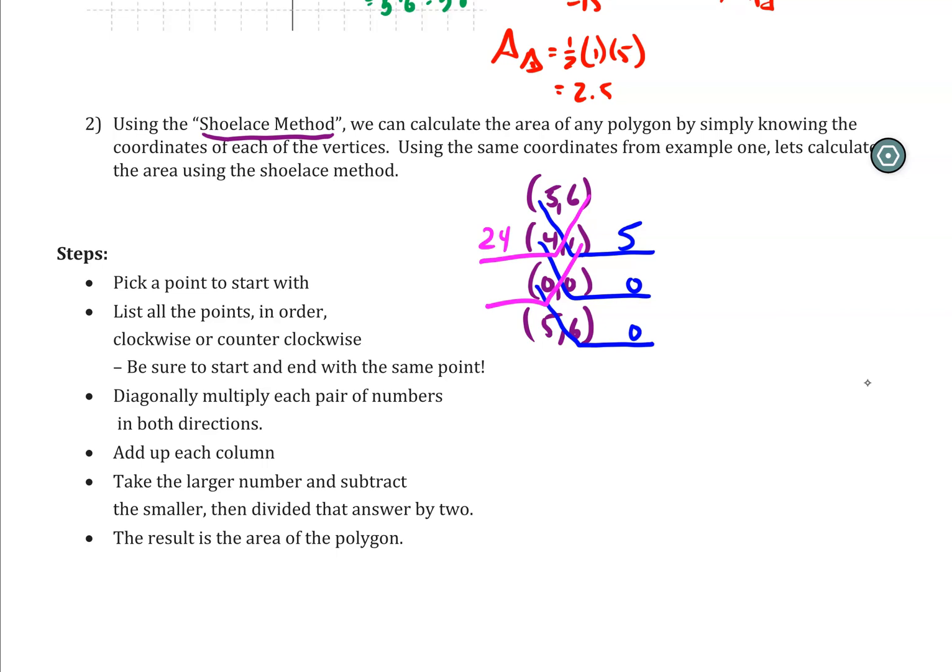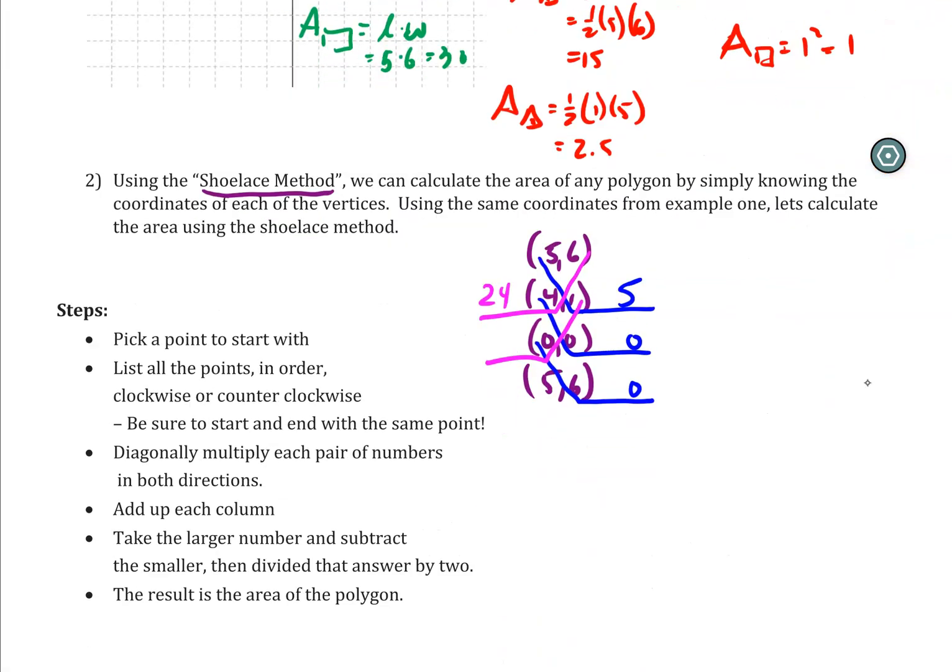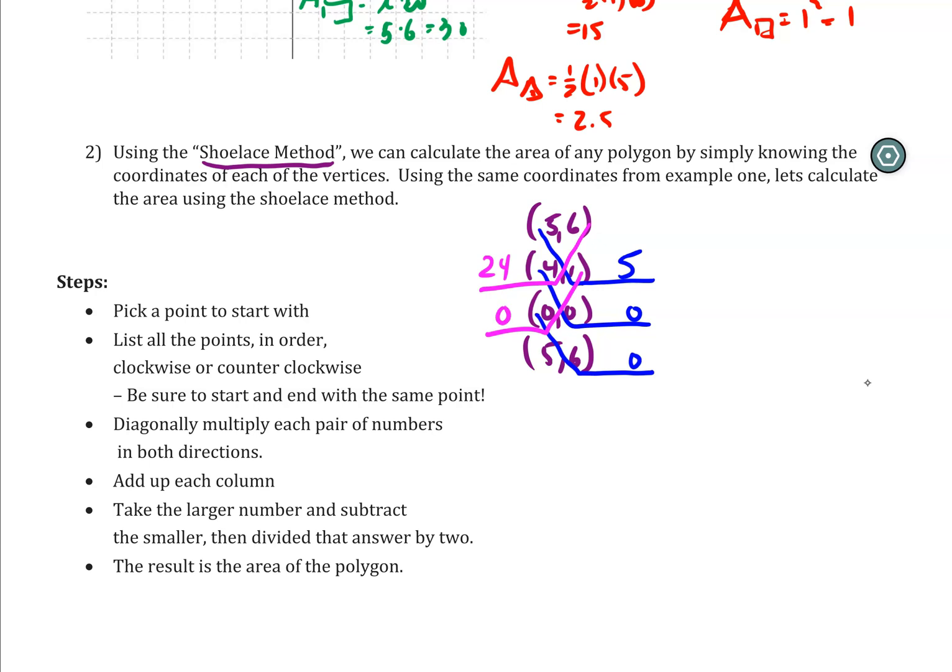That was, oops, I lost my point there. 4, 1. So 1 times 0 is 0. And 0 times 5 is 0. Obviously, with the zeros, this makes this a little bit easier, but the process is the same. So I've done that for both of them. All right, and hence the shoelace method. You can kind of see how this looks like the crisscrosses of a shoelace.